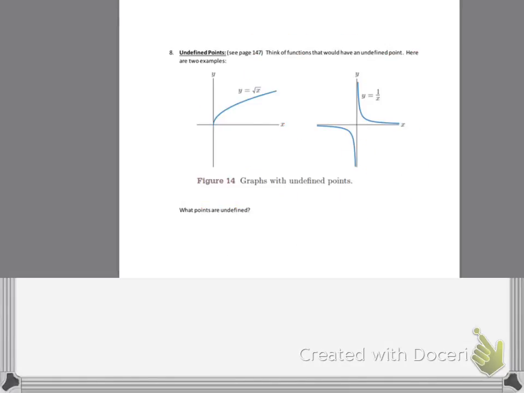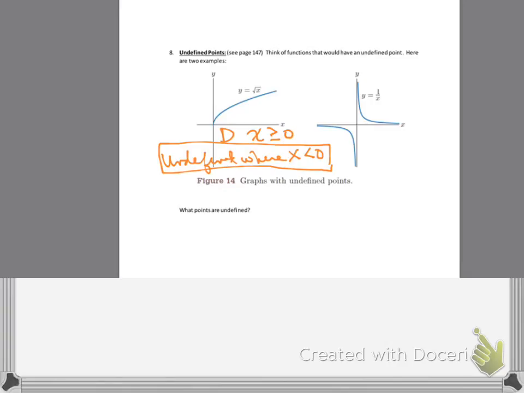Okay, undefined points. I want you to think of that as the opposite of the domain. So when you look at this first function, y equals radical x, the domain would be that x has to be greater than or equal to 0. So where is this function undefined? It's undefined where x is less than 0. All right, and that's how we're going to speak about undefined.